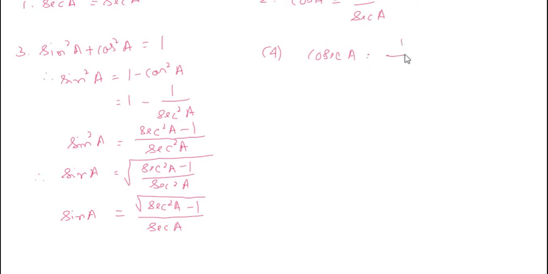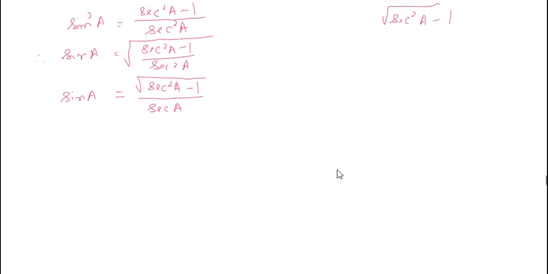This is 1 by sin A. We know sin A equal to square root of secant square A minus 1 divided by secant A. So cosecant A is the inverse of that, that is secant A divided by square root of secant square A minus 1.